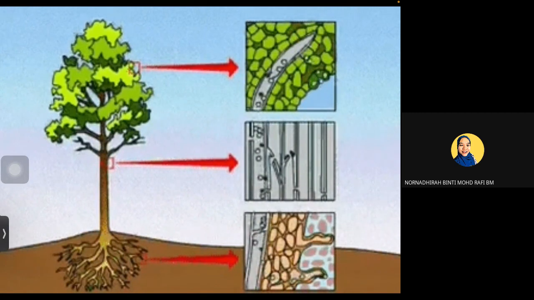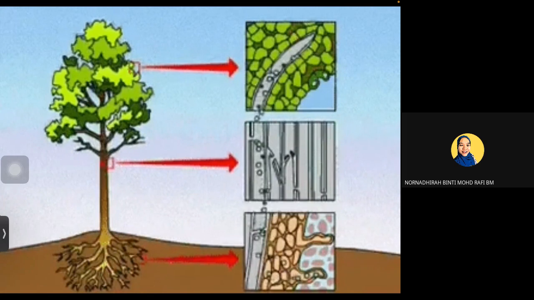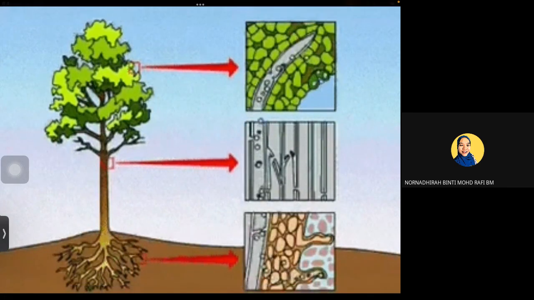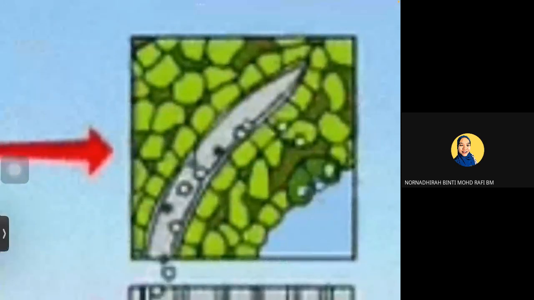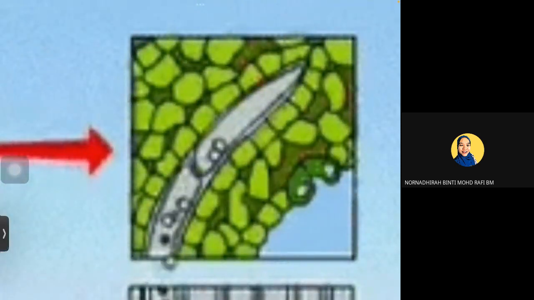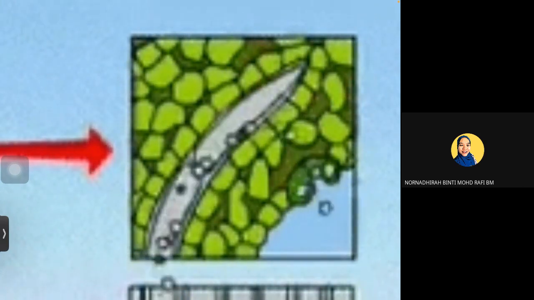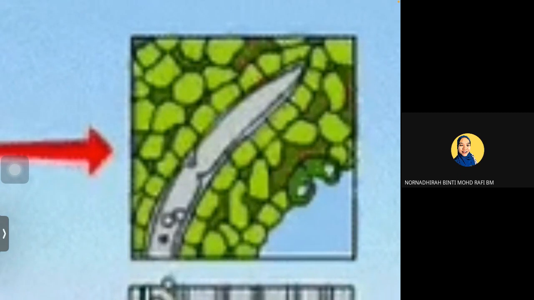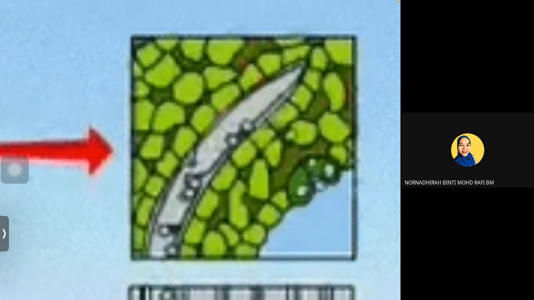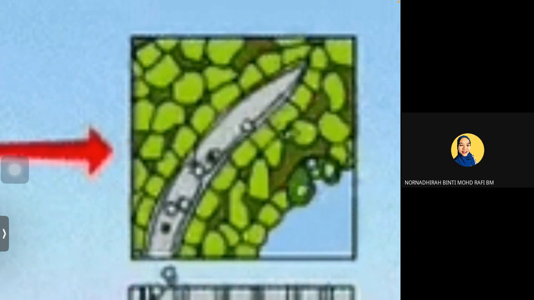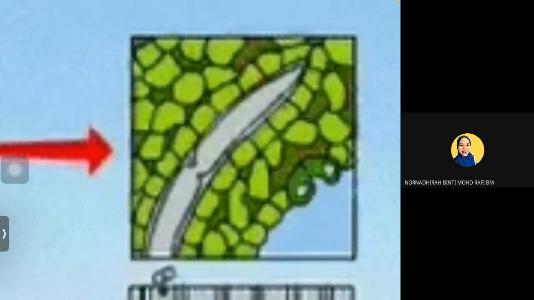Okay, and then yang awak nampak kat atas ni, sebenarnya saya tak boleh conteng ni. Okay, awak boleh nampak yang sini, dia akan lalu xylem, dan nearby xylem ni adalah kita panggil sebagai mesophyll cell. Okay, mesophyll cell. So water akan masuk ke mesophyll cell, and then dia akan evaporate to the atmosphere.